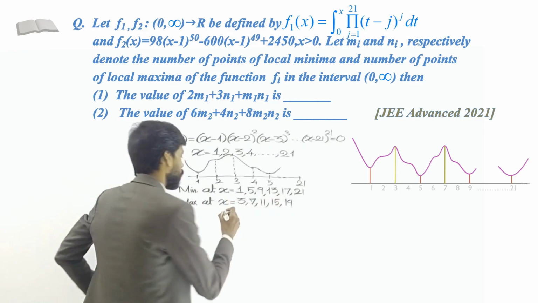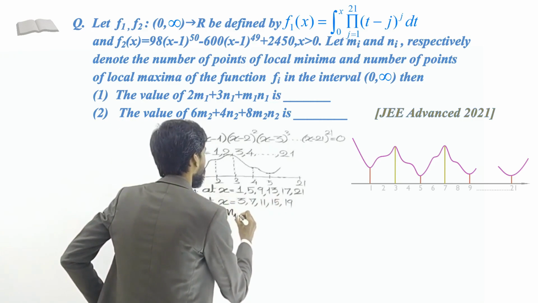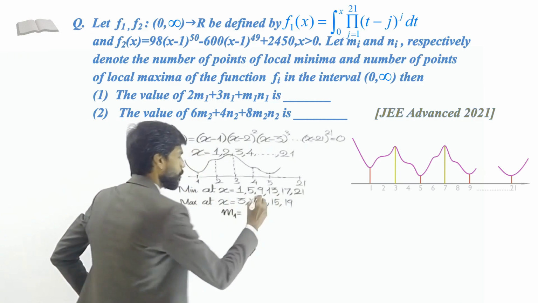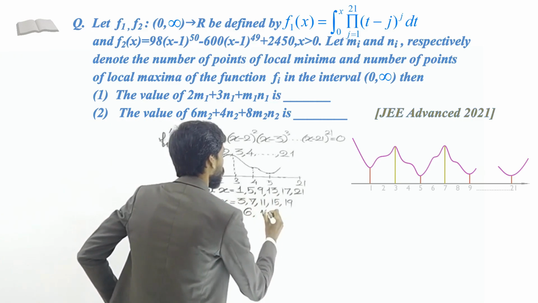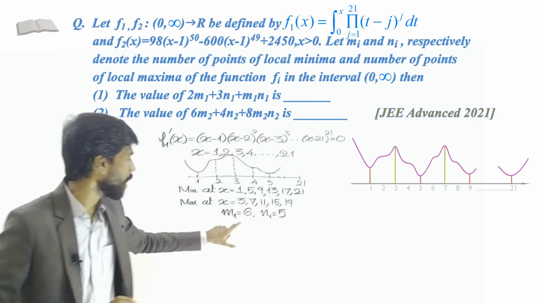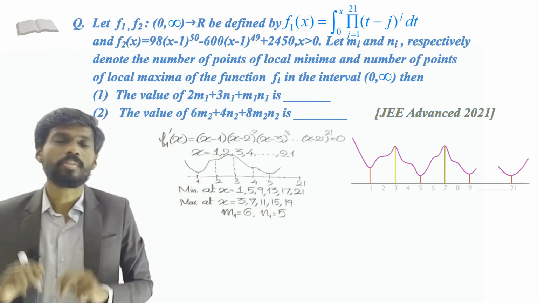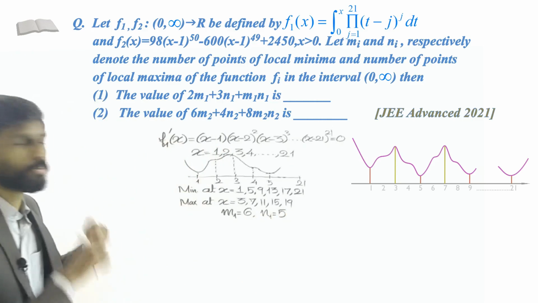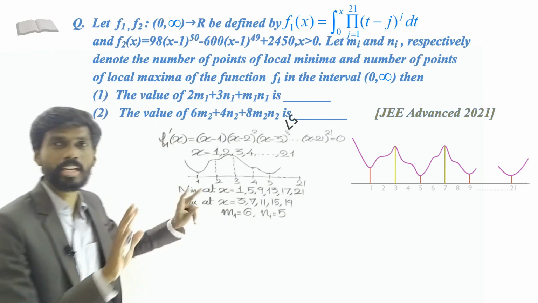So that is what is denoted by the symbol, say m1. So m1 is the number of points where the function is minimum. So that is 6. And n1 is the maximum. So that is 5. So that's all. We can just substitute these values, right? m1 is 6, n1 is 5. We can get the answer to the first question. I'm not doing the substitution. You simply substitute these values, and we will get our required answer.